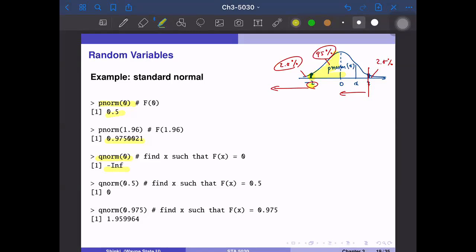And how about Q norm of 0.5? So that means the area is 0.5. So that means the center. So that should return 0. So Q norm of 0.5 is 0. How about Q norm of 0.975? Area is 0.975. So that means that we have here. So that should be 2. And actually about 1.9599.